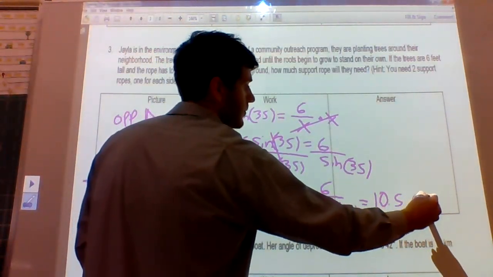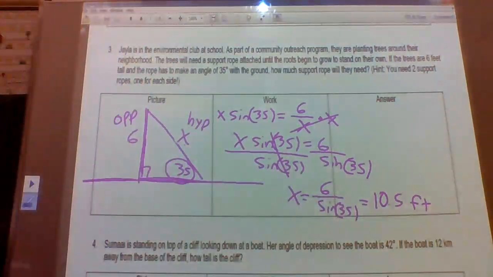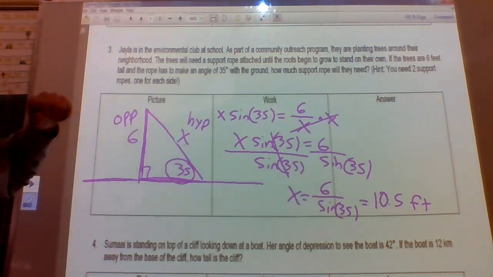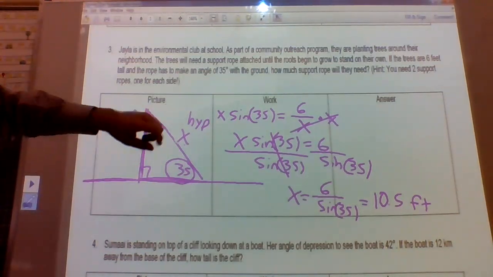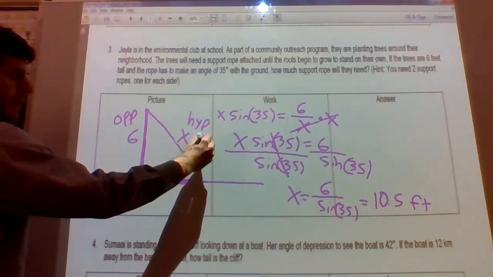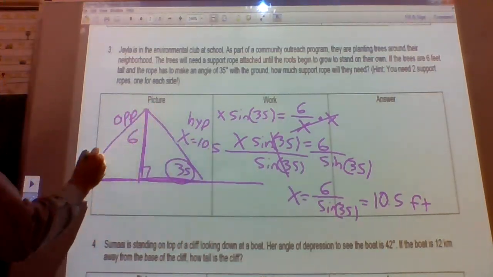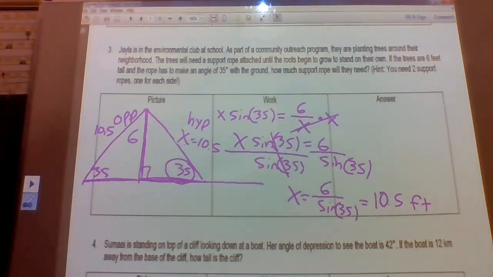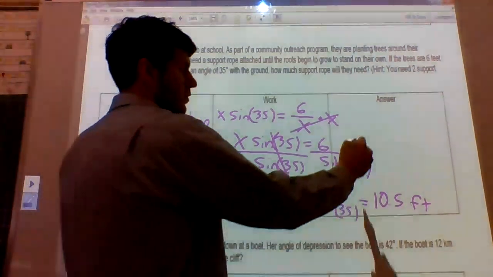Feet, I believe. But the question asks how much rope will we need? For one side, it's going to be 10.5 feet, but it tells us we're going to need 2 support ropes, 1 for each side. So this one's going to be 10.5, and this one over here is also going to be 10.5. So we're going to need 21 feet of rope.